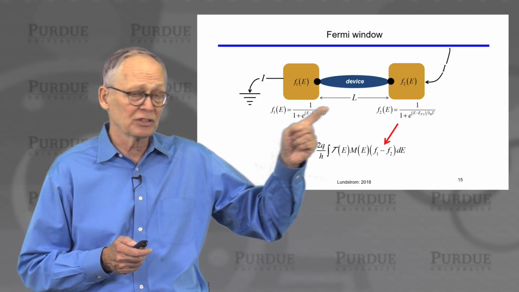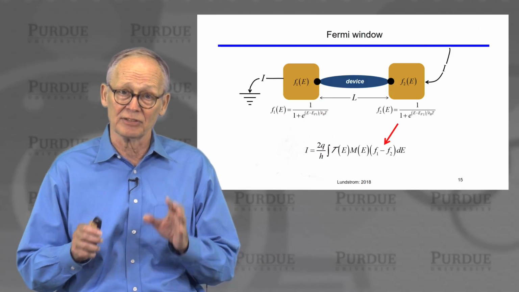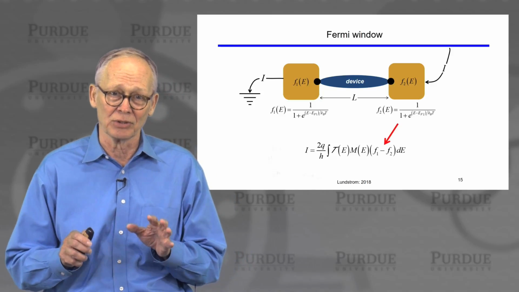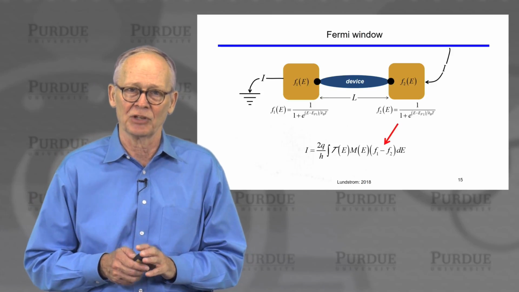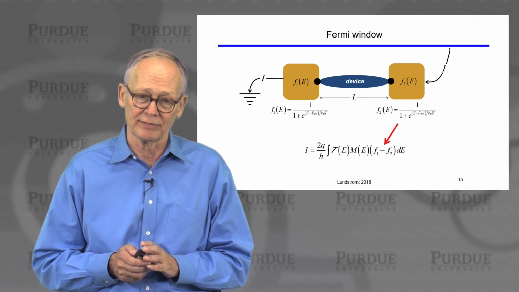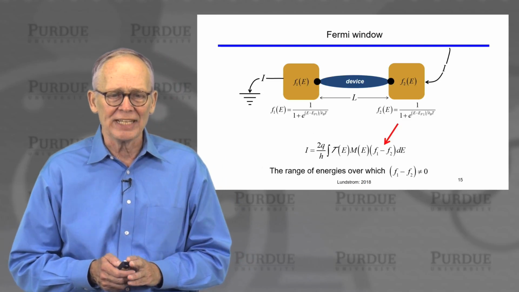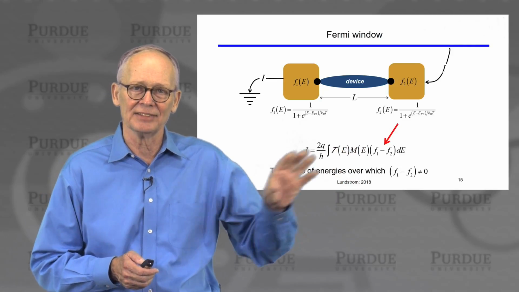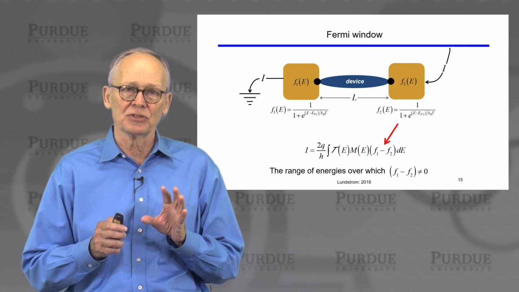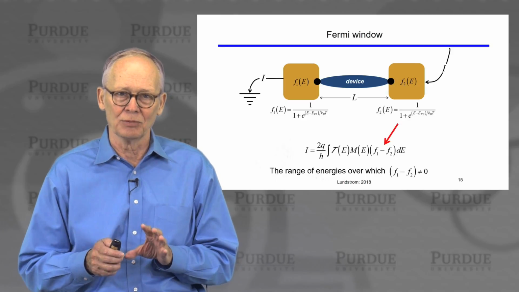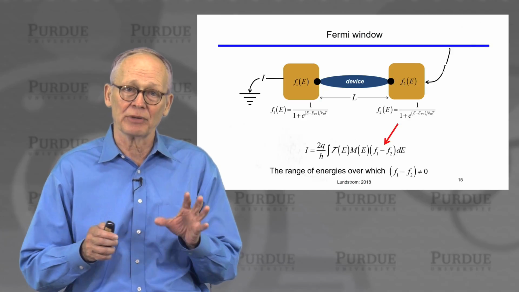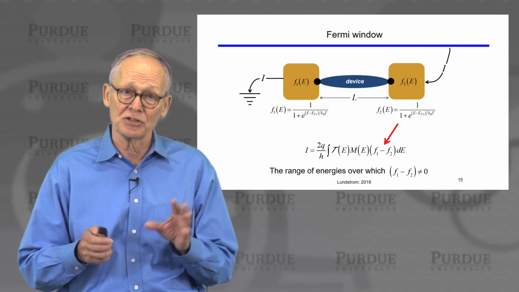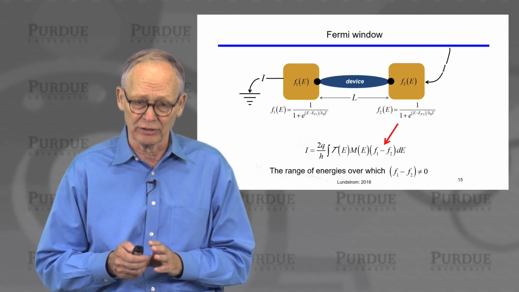The Fermi functions can also be different if there's a difference in temperature. We're not going to discuss differences in temperature in this course. They lead to a different class of transport effects called thermoelectric effects. So the energies over which F1 minus F2 is non-zero, those are the energies over which current can flow. So we integrate over that energy range, and we have all of the current flow. The other energies don't contribute anything to the current.